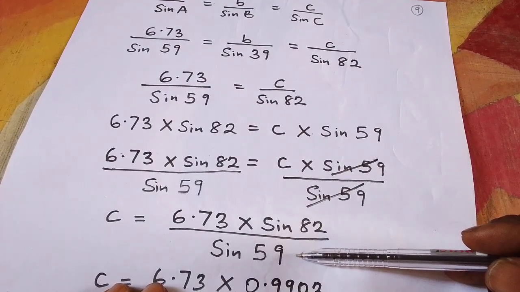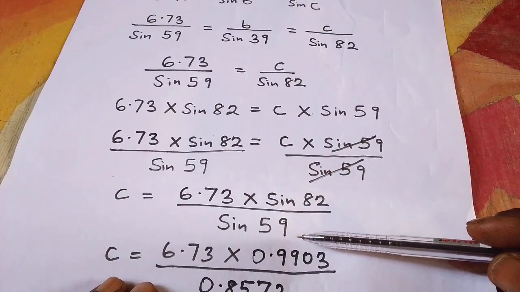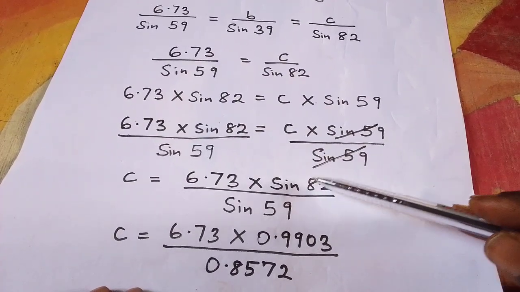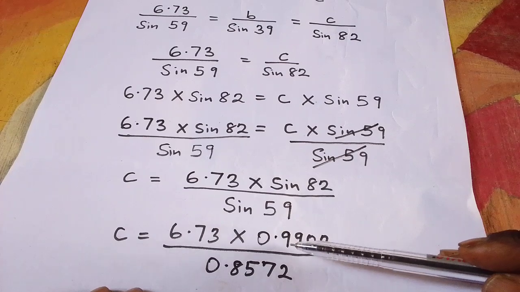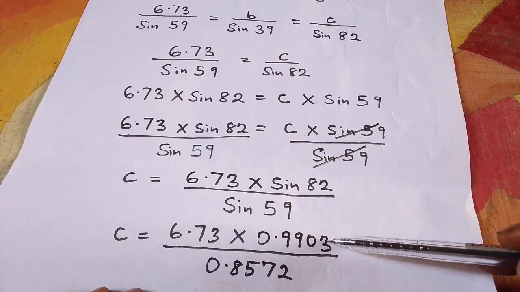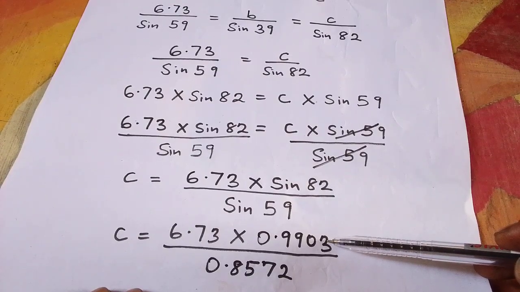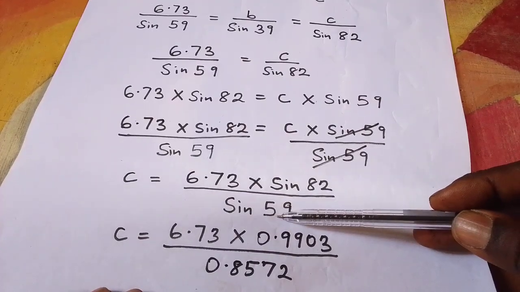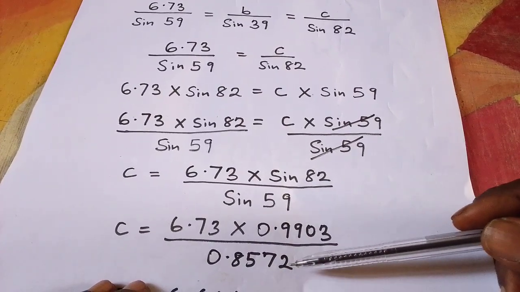You will now pick your four-figure table. You are going to look for the sine of what? 82. What is the value for sine 82? 0.9903. If you are using your calculator to look for the value of the angle, make sure you do it to 4 decimal places, because you are expected to use the four-figure table, which should always be in 4 decimal places. Then divided by sine 59 will give us 0.8572.